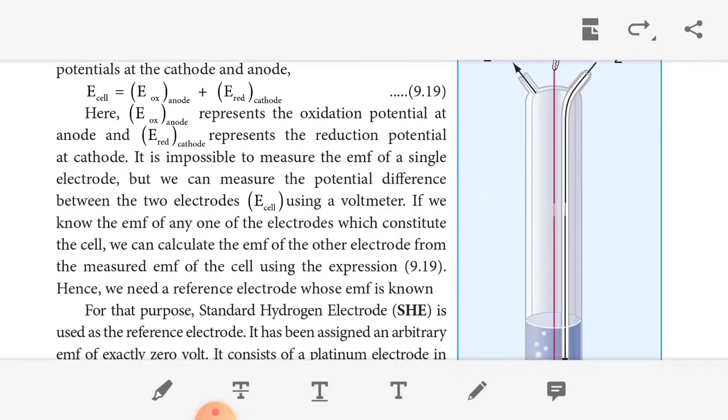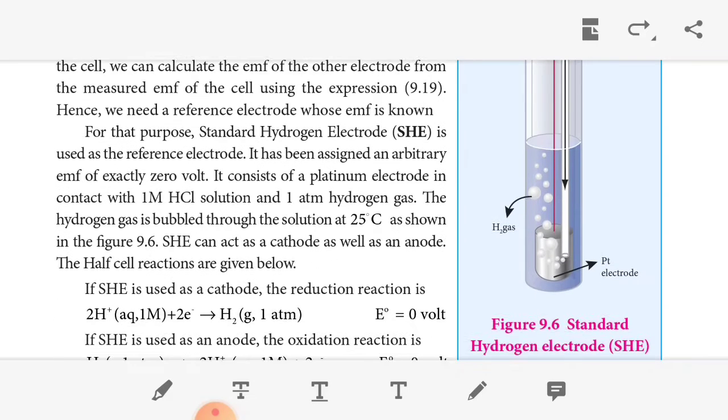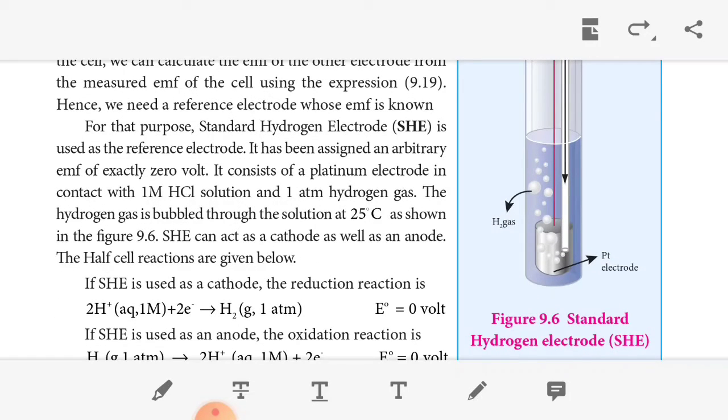If we know the EMF of any one of the electrodes which constitute the cell, we can calculate the other electrode from the measured EMF of the cell using the equation. The reference electrode whose EMF is known is the standard hydrogen electrode, that is SHE. It has been assigned an arbitrary EMF of exactly 0 volt. It consists of a platinum electrode connected to 1 M HCl solution and 1 atmosphere pressure of hydrogen gas. The hydrogen gas is bubbled into the solution at 25 degrees Celsius.